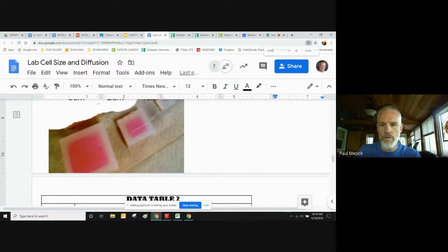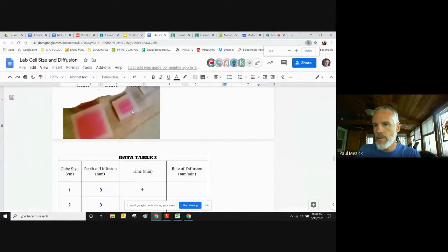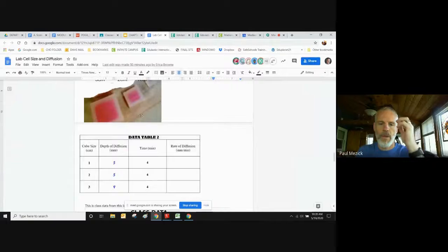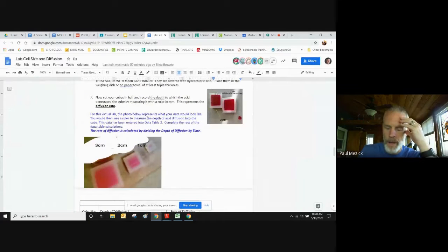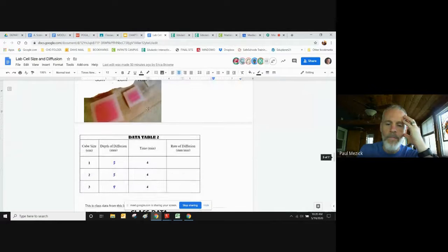Let me just zoom this back out. Okay. When you watch the video, I'm not actually sure if they address that clearly, but that's, of course, why I would go over this on Thursday. Data table 2 is important because a lot of times students will make the claim that the smaller cube allows the diffusion faster. That's not really true.